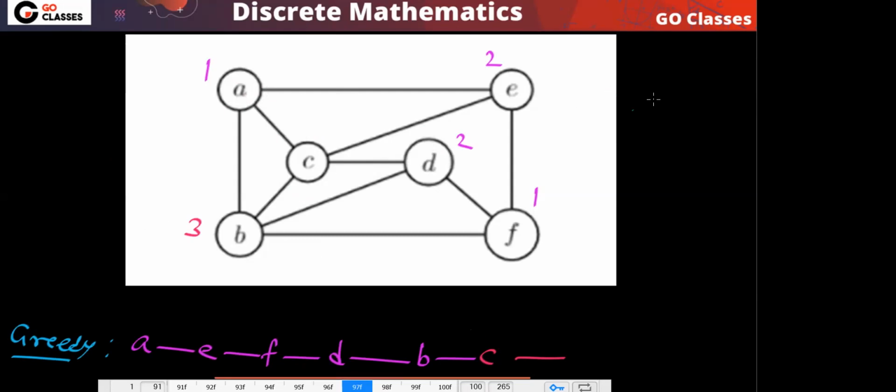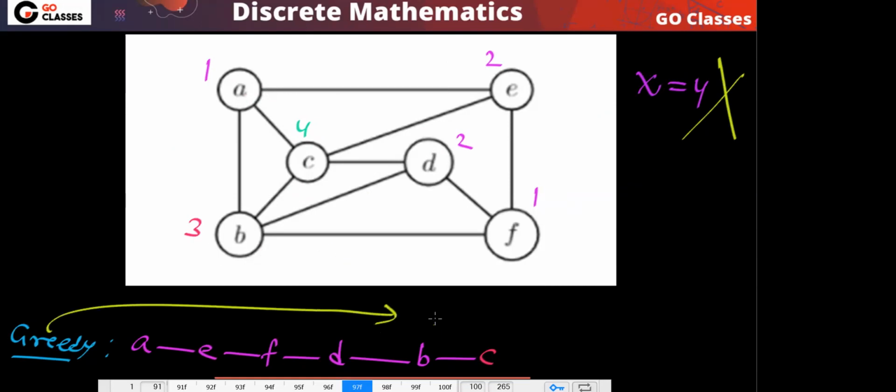So can I say the chromatic number is 4? No, because I told you the greedy algorithm does not give you the chromatic number. If you say the chromatic number is 4, this is absolutely wrong, because the greedy algorithm does not give you the chromatic number. This greedy algorithm says that this graph is 4 colorable.